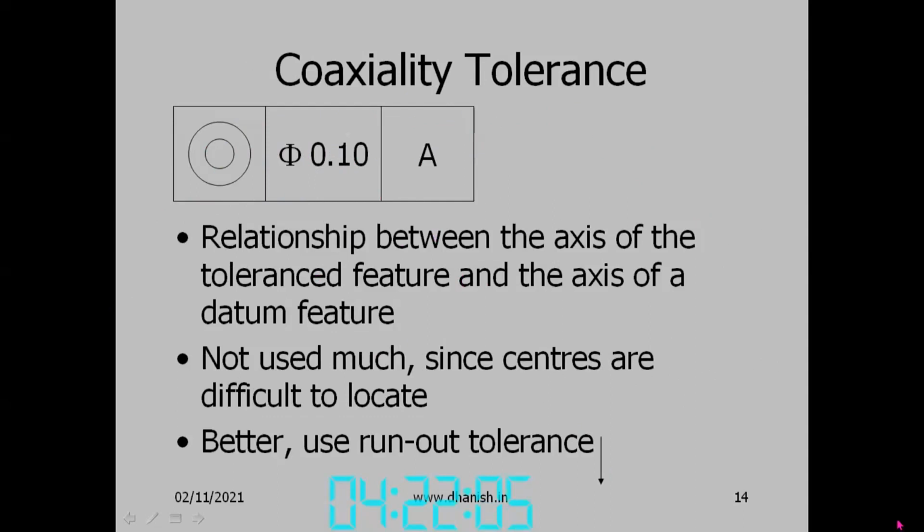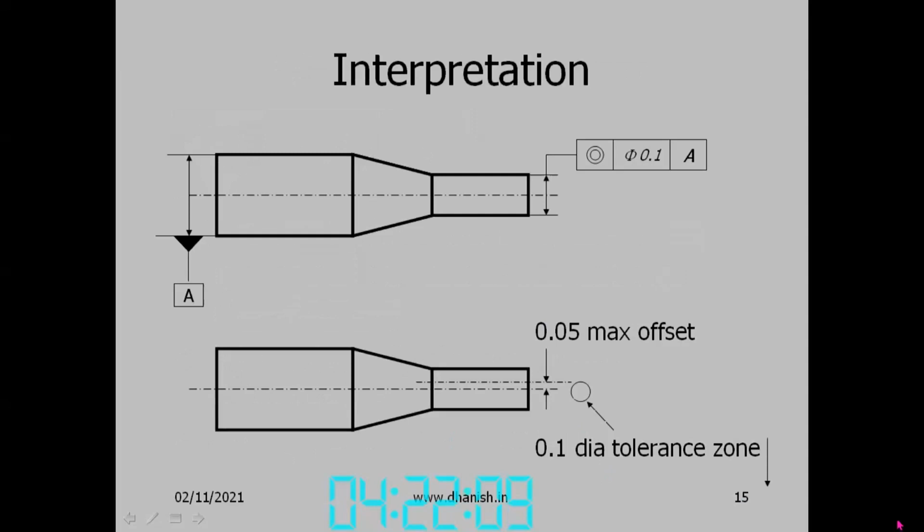So better is to use the runout tolerance. So that's the next tolerance. So this is the paraxiality tolerance. First we establish the axis of the datum. Then we establish the axis of the workpiece, and the distance between the two should lie within diameter 0.1. So radially it is 0.05. Maximum offset is 0.0.